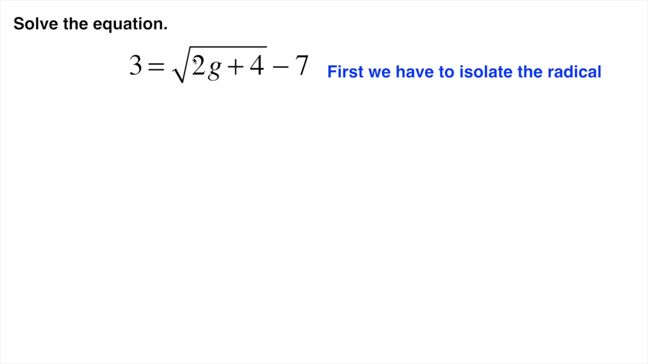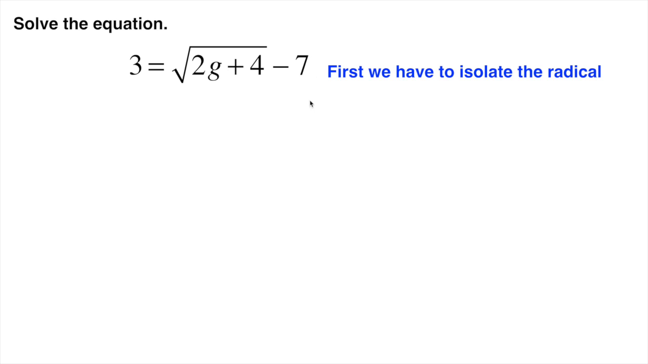Okay, so I've got this radical here. This is the square root of 2g plus 4. I'm trying to get that portion right there all by itself. So I've got to get rid of this minus 7 over here. The way we'll get rid of that is to add 7 to both sides. This is a normal equation.